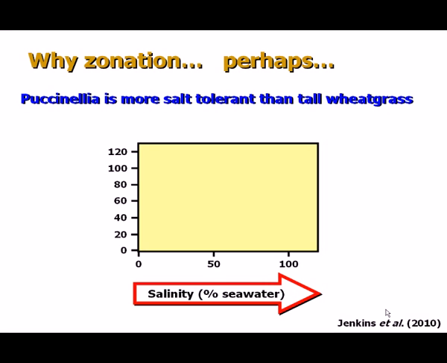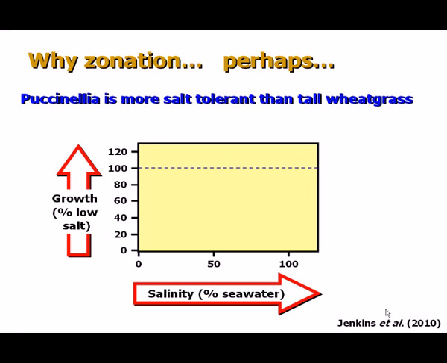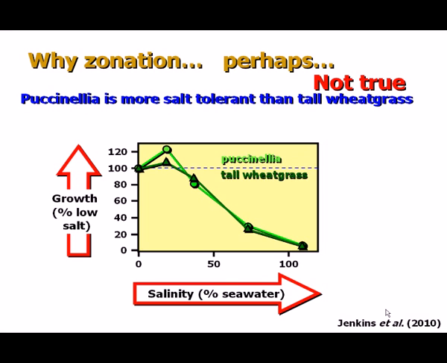So we've got salinity as a percent of seawater on the x-axis, and here's growth as a percent of the low salt controls on the y-axis, and there's 100%. And you can see there's the growth response curve for Puccinellia, and here's the growth response curve for tall wheatgrass. So is Puccinellia more salt tolerant than tall wheatgrass? Doesn't look like it to me. Those lines look more or less the same. So we would say, no, certainly not true.